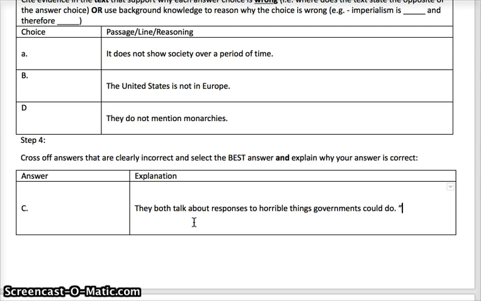I also might put in quotation marks, soldiers in houses and freedom of speech, which was in both passages.